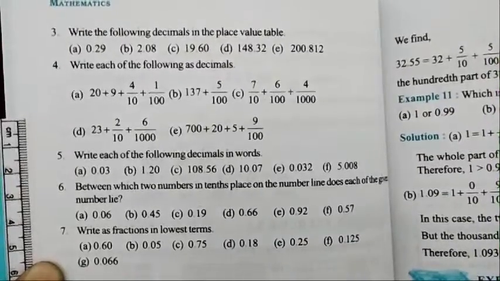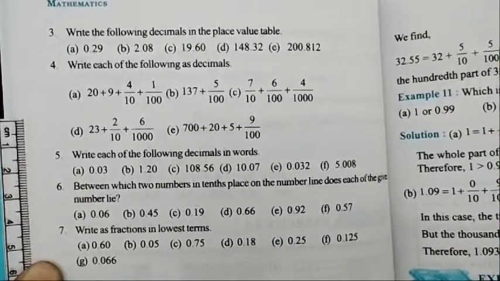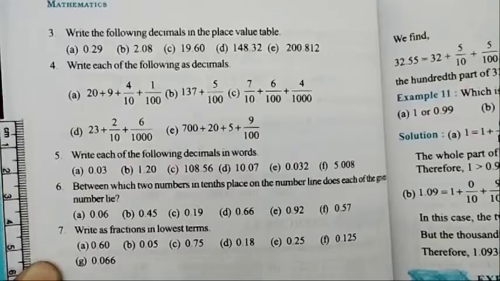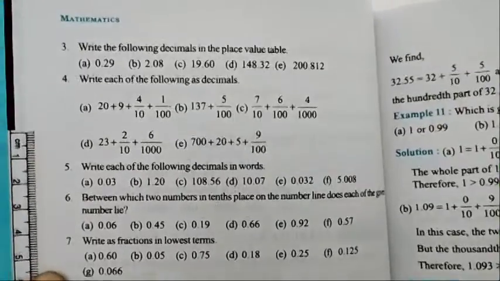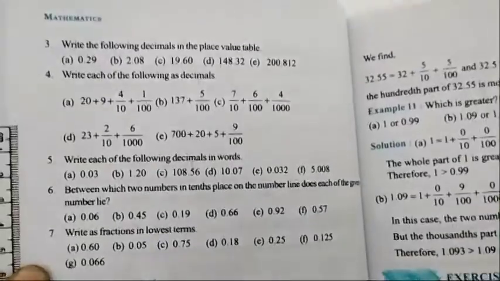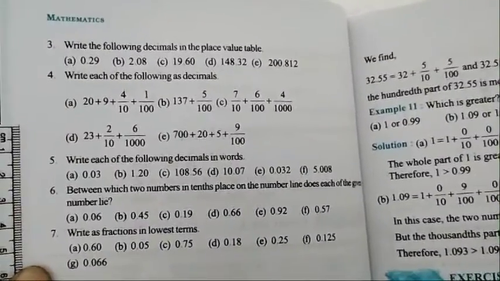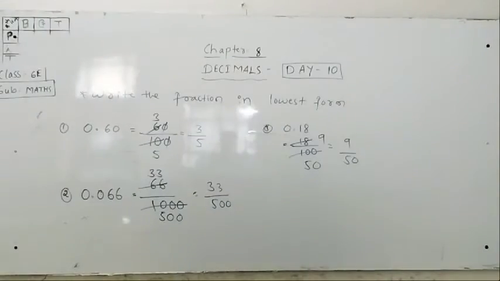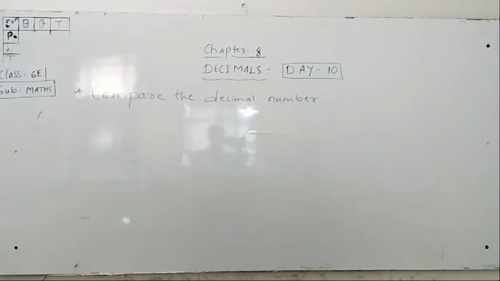Between which two numbers, at the 10th place on the number line, does each of the given numbers lie? You should write it on the number line. This one, write as a fraction in lowest terms. I solved A, B, C and D problems, the remaining you have to solve. Okay.